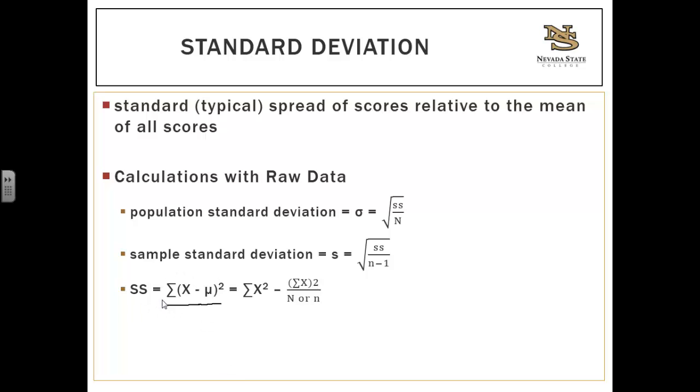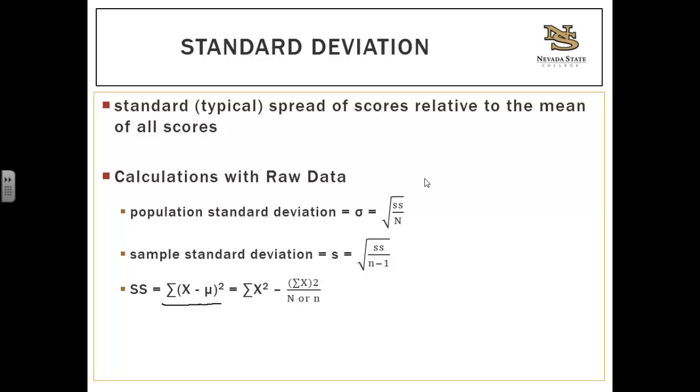So thinking about the definitional formula, we're looking at squared differences, right? We had to square them so they wouldn't equal 0, sum of squared deviations. That's why when you look at the population and the sample standard deviation formula, you see this square root here. We're essentially undoing the fact that we had to square the deviations to avoid negatives.